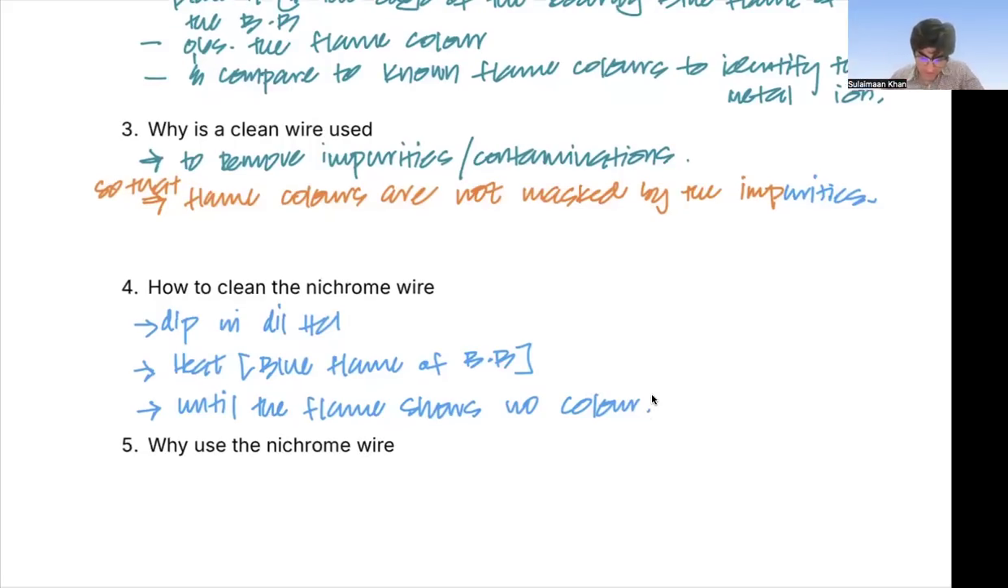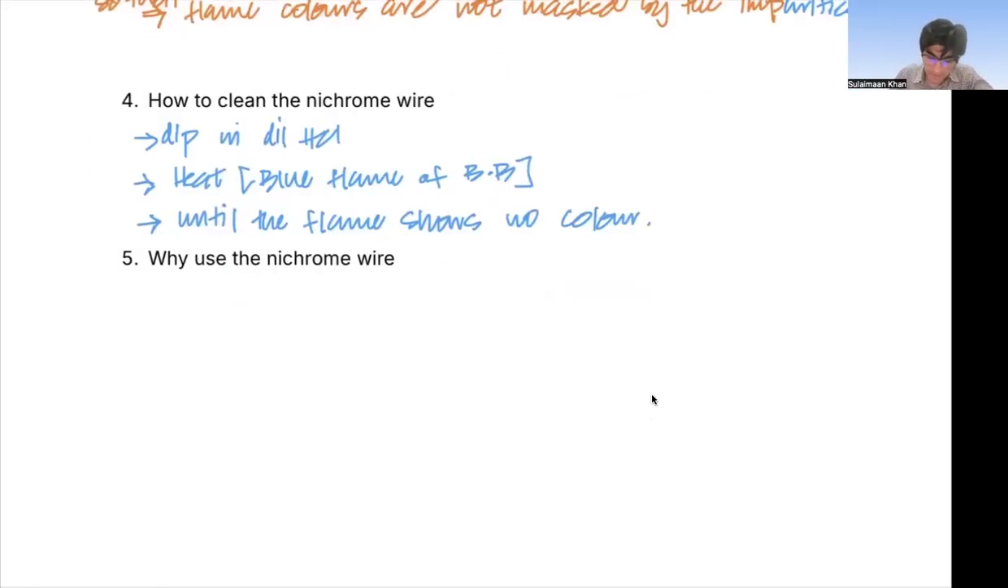Okay. Why use the nichrome wire? There are multiple reasons. First of all, it has a high melting point, so it does not melt when you heat it, because the Bunsen burner produces a lot of heat. It has a high melting point and can withstand the heat of the Bunsen burner.